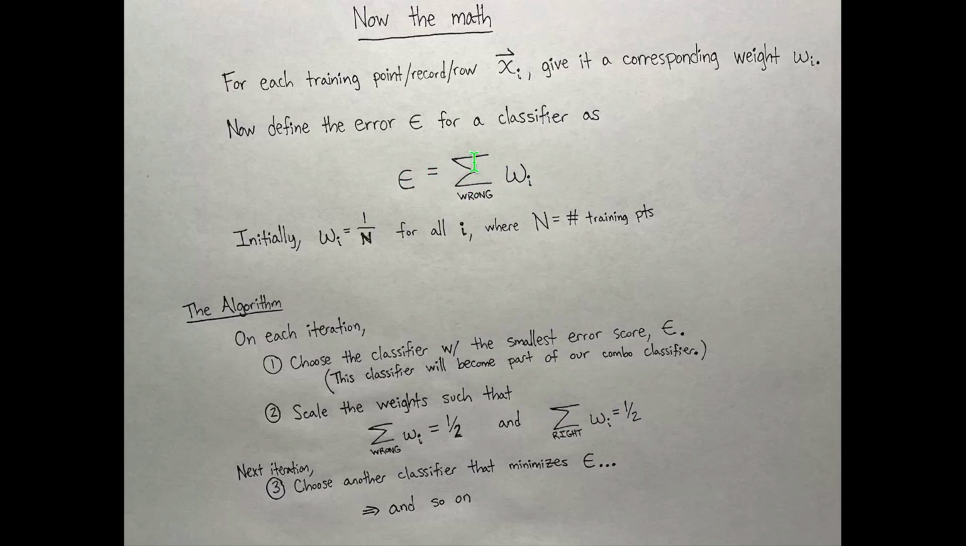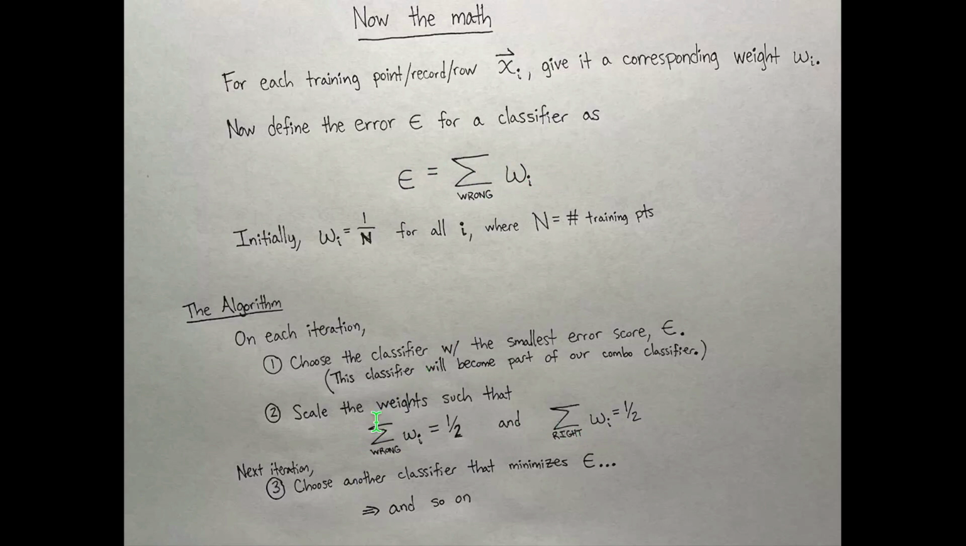So even though each classifier has certain points that it got wrong, and that will never change. If one classifier classifies points 2 and 6 wrong, that will never change as we go through this algorithm, but the weights corresponding to each of those points might change. So the error score for each of the classifiers needs to be recalculated on each iteration.